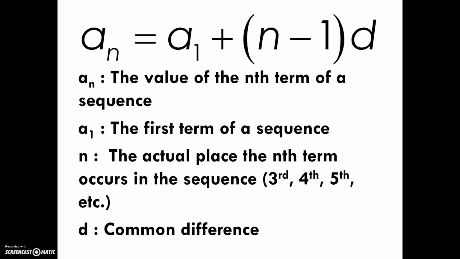Now, this tells you what each one of those variables stands for. A sub n is the value of the nth term of a sequence, so basically your answer. A sub 1 is the first term of a sequence. n is the actual place the nth term occurs in the sequence. So if we want to find the 20th term, we would put 20 in for n. And then d is our common difference.